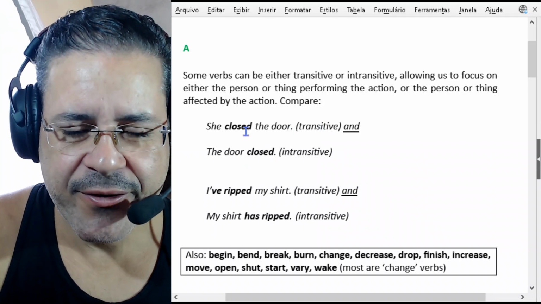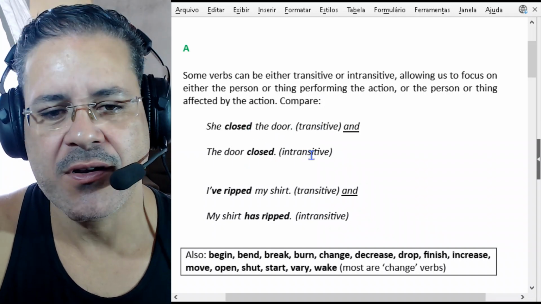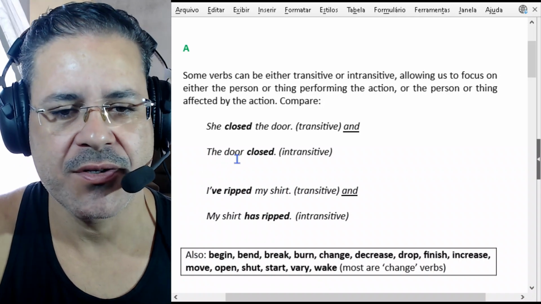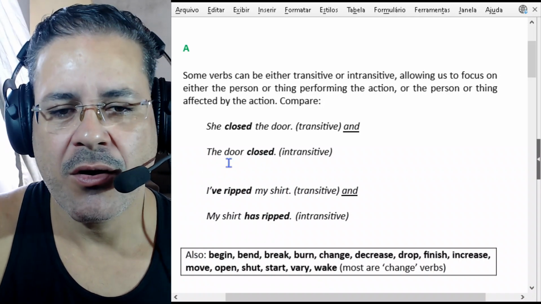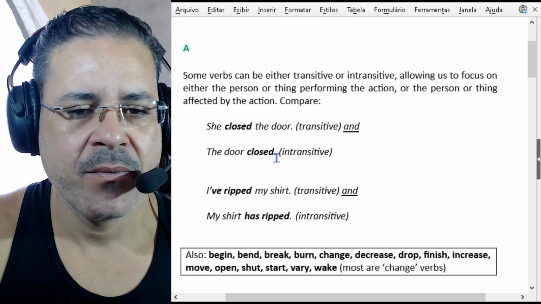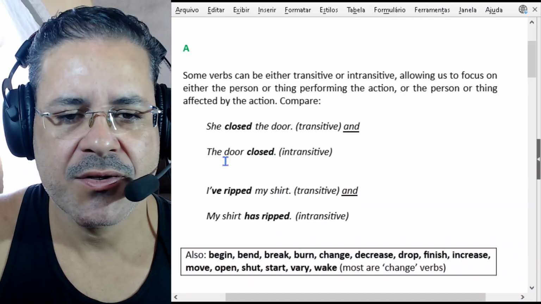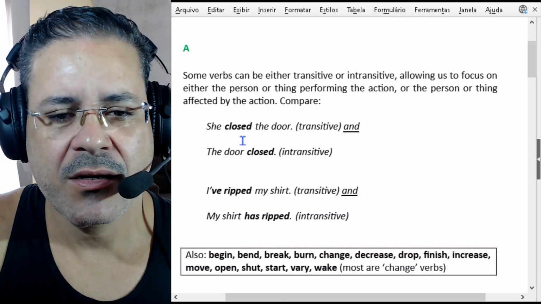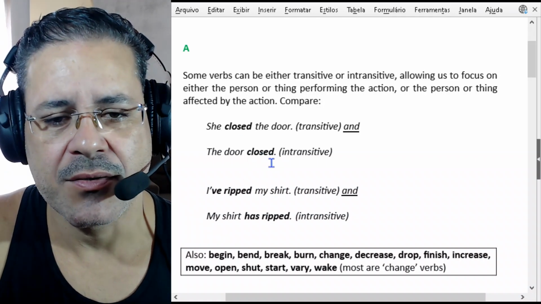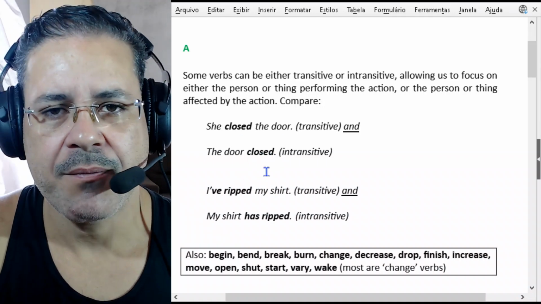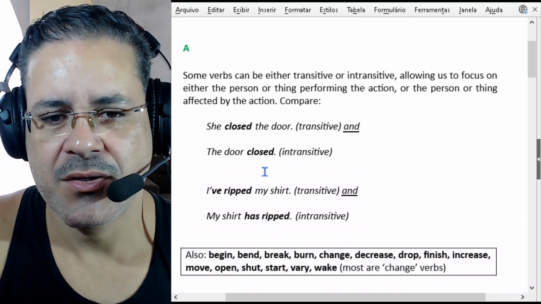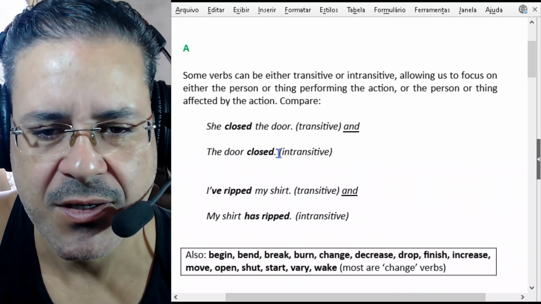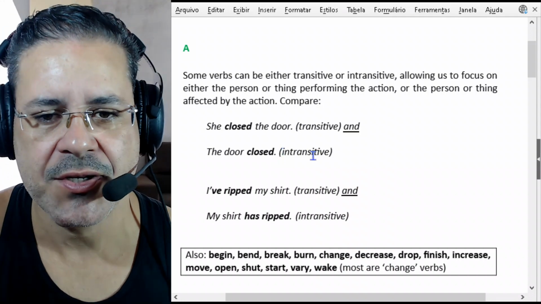But that verb can also be intransitive. For example, the door was closed. It's in the passive. The door closed. The door closed, or the door was closed by her. The door closed. You cannot already understand what happened. Perhaps the wind forced it to close. In that case, the verb is intransitive. You don't need an object.